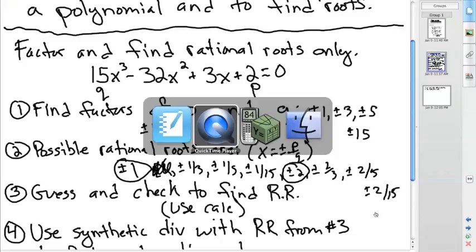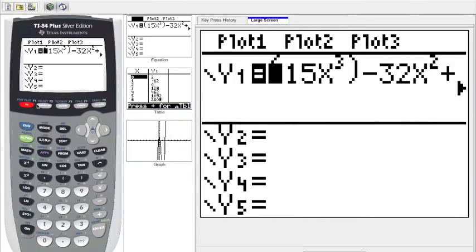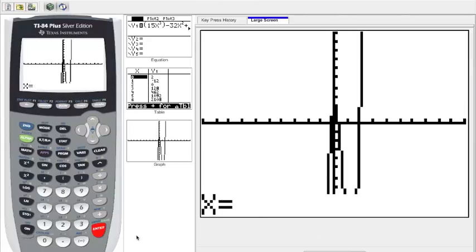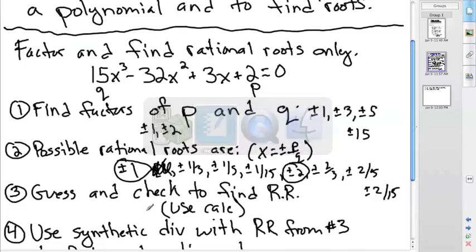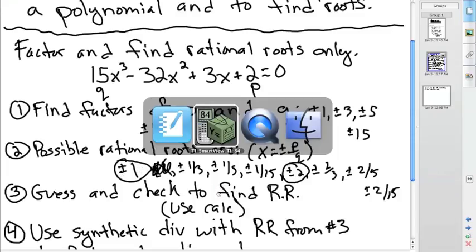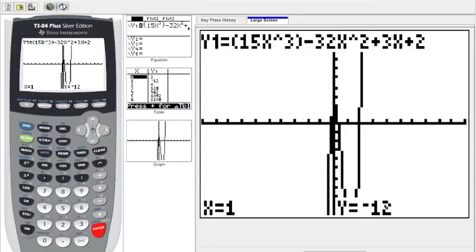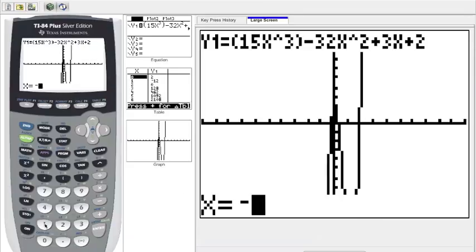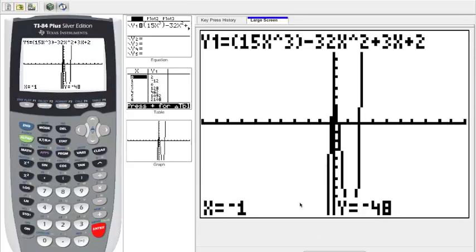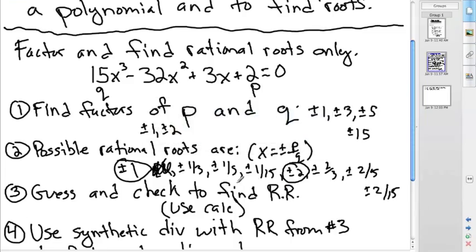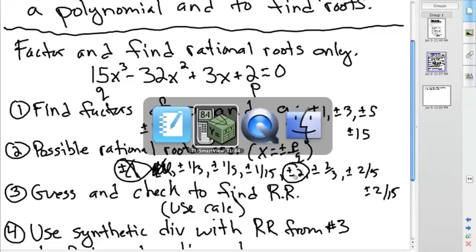So we go to our calculator. We go to y equals. You enter in the polynomial, which I already did. You hit second trace. Enter. Now, the possible rational roots I want to check are 1 and 2. So let's do 1. We notice that 1 is not 0, so let's check negative 1. Negative 1 is not a root, so we can cancel this out. So let's check 2.